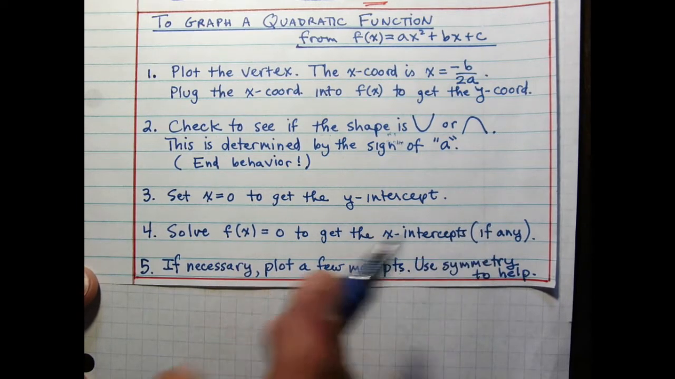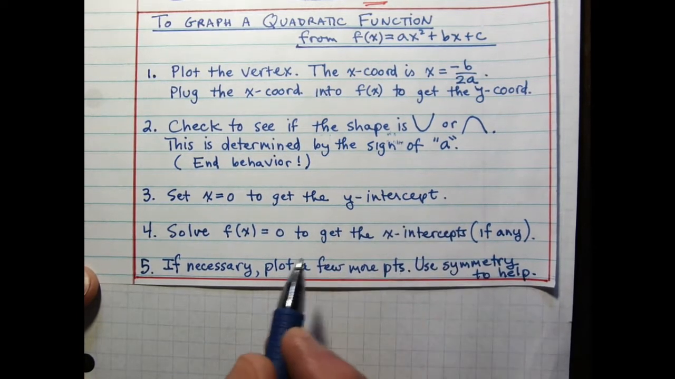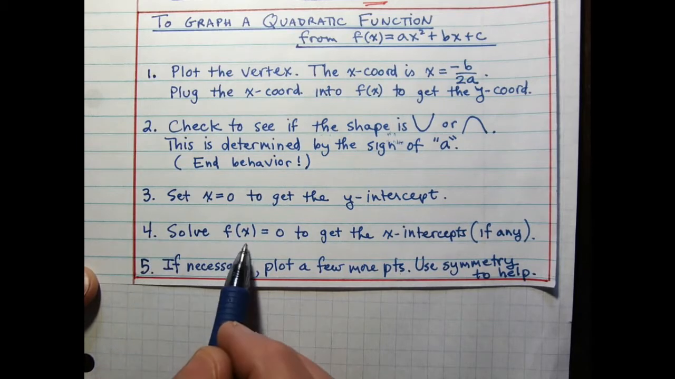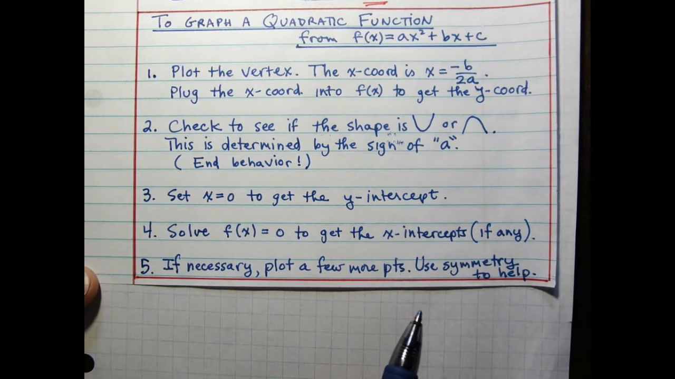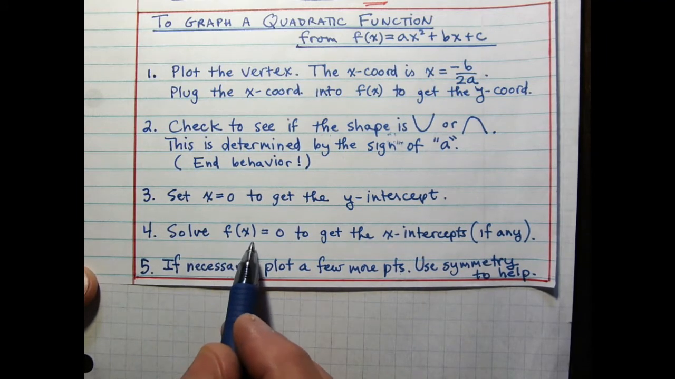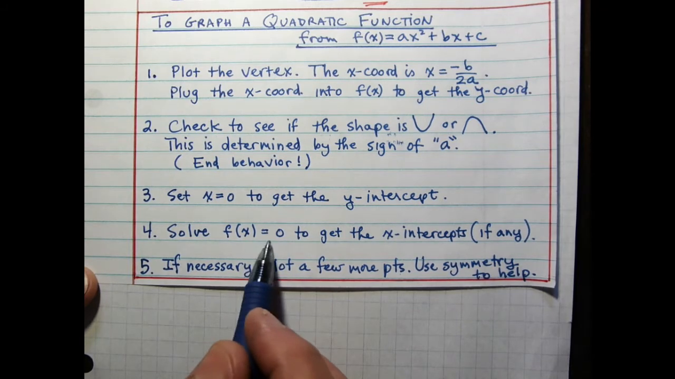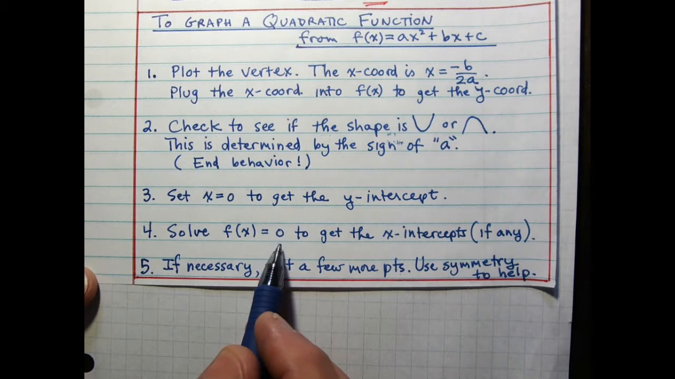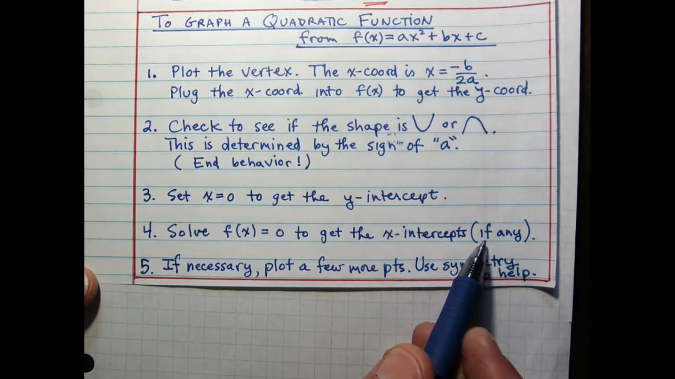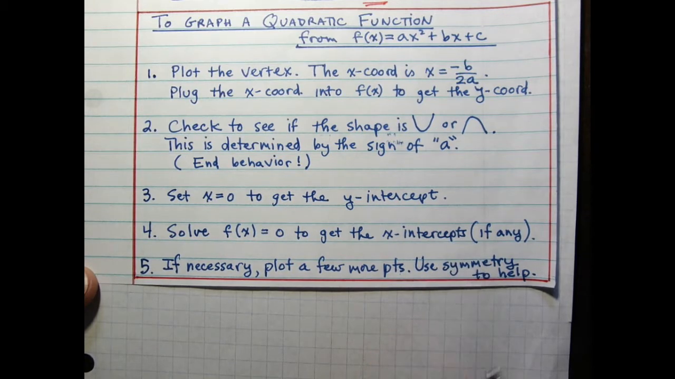Step 3, set x equal to 0 to get the y-intercept. That's one of the easiest things you can do in the world, usually. Step 4, solve f of x equals 0 to get the x-intercepts, if any. This could be easy, could be complicated. In a previous example, we got pretty messy x-intercepts from a quadratic formula. And it's also possible that you have no x-intercepts at all. It's possible for the parabola to not even touch the x-axis, so you have to be aware of that.